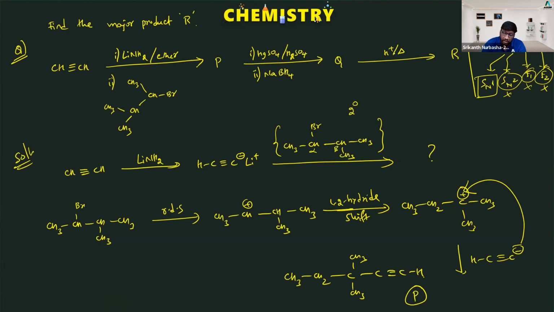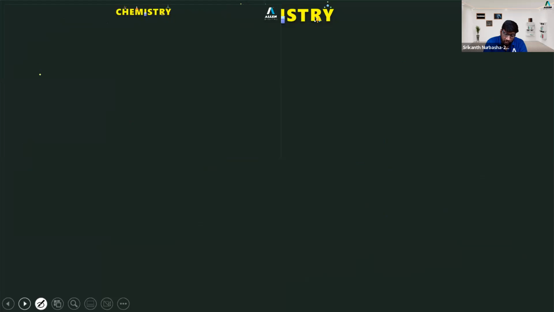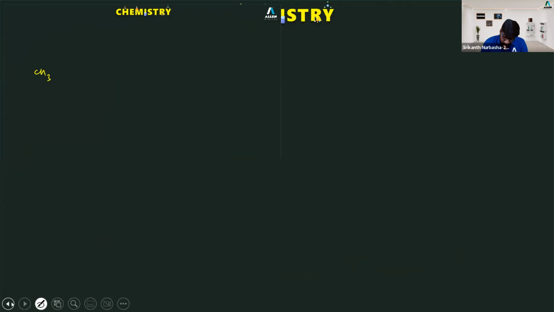Compound P treated with H plus in the presence of heating. Compound P treated with HgSO4, H2SO4. Addition of water. Compound P is CH3, CH2, CH2, C, CH3, C, CH3, C triple bond CH.